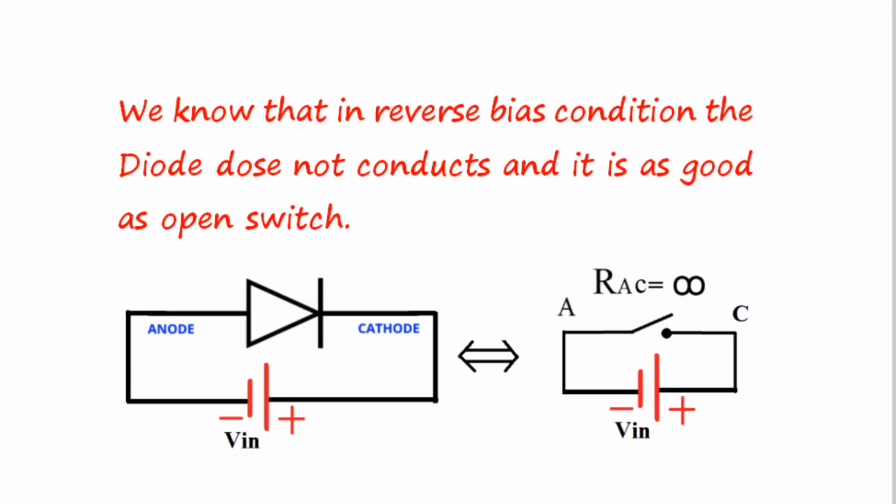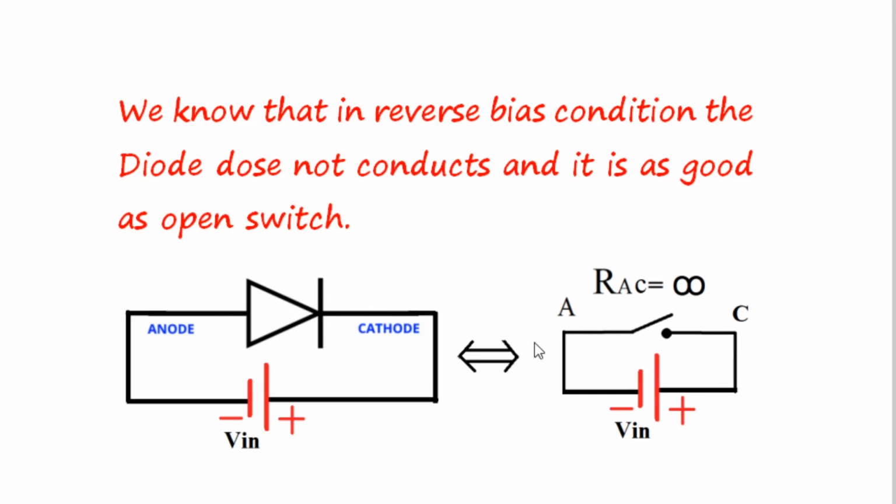So here we also know that in reverse bias condition, the diode does not conduct. In reverse bias, the anode of the diode is connected to the minus of the battery and the cathode to the positive of the battery, so the width of the depletion layer will increase. So in reverse bias the diode does not conduct and it is as good as an open switch. It is not a perfect open switch, but as good as, because some leakage current flows.